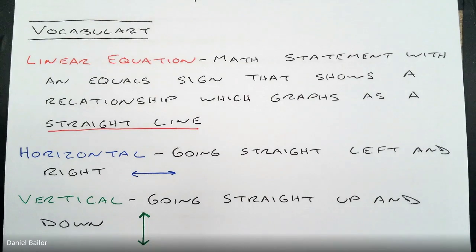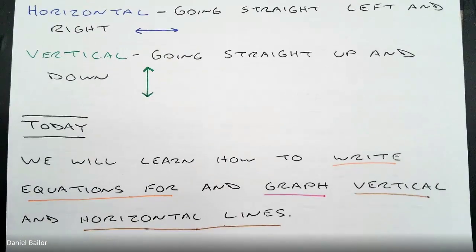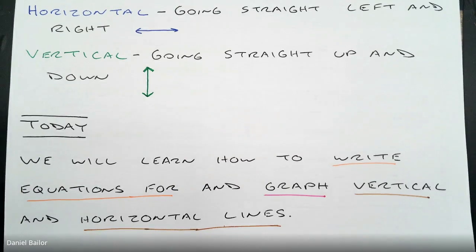We're going to be graphing them today. So we'll see linear equations that make horizontal lines, linear equations that make vertical lines. So far, we've seen linear equations that make diagonal or oblique lines. Today, we're going to focus specifically on horizontal and vertical. So that's the vocabulary. Today, we will learn how to write equations for and graph vertical and horizontal lines. So we're going to write equations for horizontal and vertical lines, and we're going to graph vertical and horizontal lines. So we're writing equations and we're graphing.